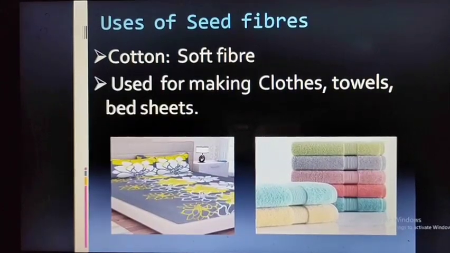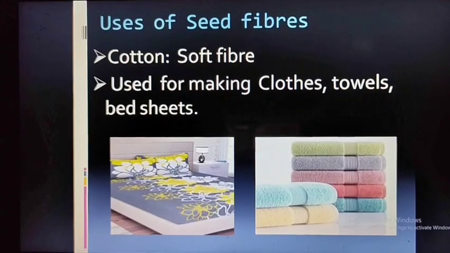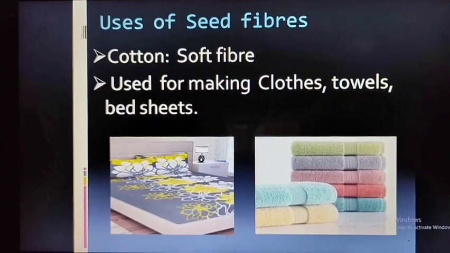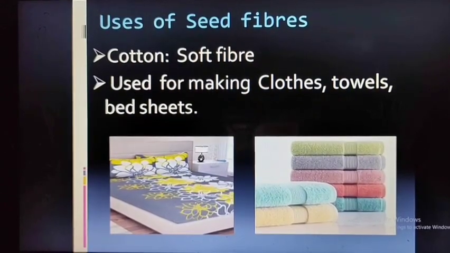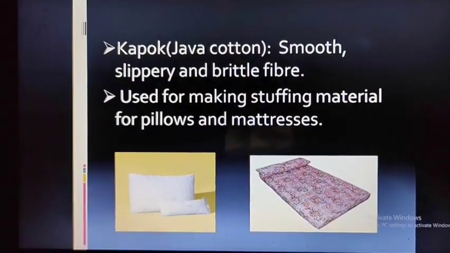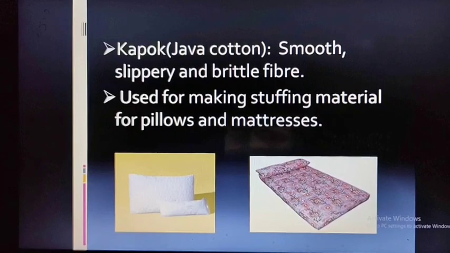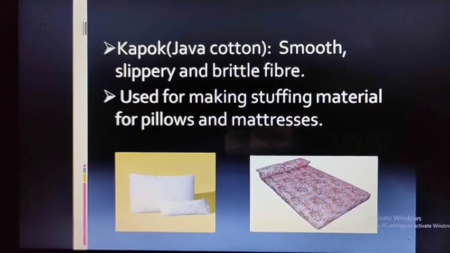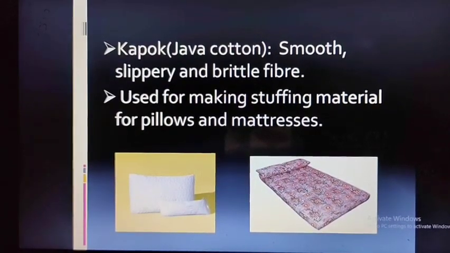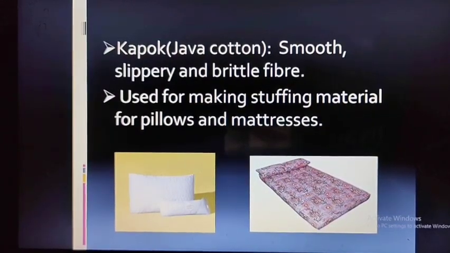Uses of seed fibers. As cotton is an example of seed fiber, it is a soft type of fiber. It is used for making clothes, towel and bed sheets. Kapok is the another example of seed fiber. It is also known as Java cotton. The properties of kapok are smooth, slippery and brittle. They are used for making stuffing materials for pillows and mattresses.